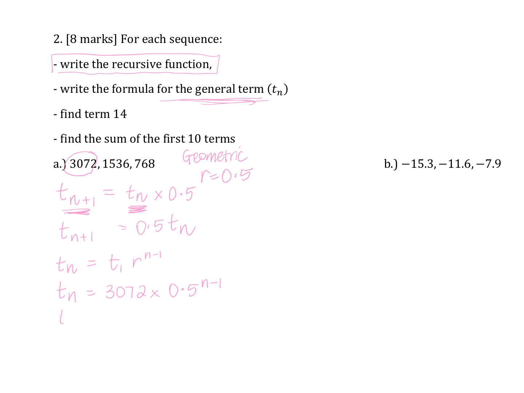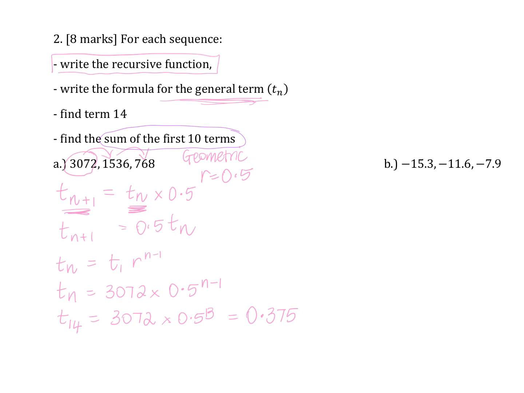Now, term 14. Term 14 equals, I'm just going to use this formula that I've just written, 3072 times 0.5 to the 14 minus 1, which is the power of 13. Then type that into the calculator. And that gives me 0.375. Next, I'm just going to ask myself if that makes sense. Well, this is a halving pattern. And if I halve 14 times, I'm going to get down to a pretty small number. So that makes sense.